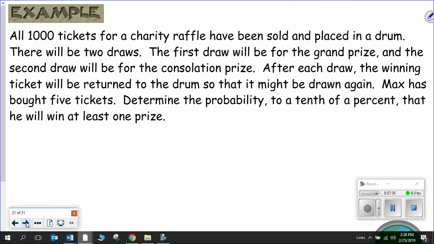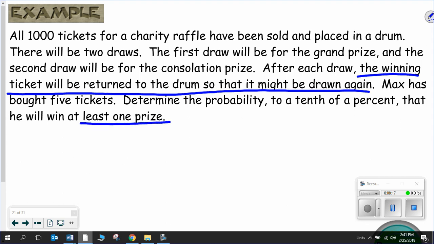Last example for this lesson. This example reads, all 1,000 tickets for a charity raffle have been sold and placed in a drum. There will be 2 draws. First draw for the grand prize, second draw for consolation. After each draw, the winning ticket is returned to the drum so that it might be used again. Max bought 5 tickets. Determine the probability, to the nearest tenth of a percent, that he will win at least 1 prize.